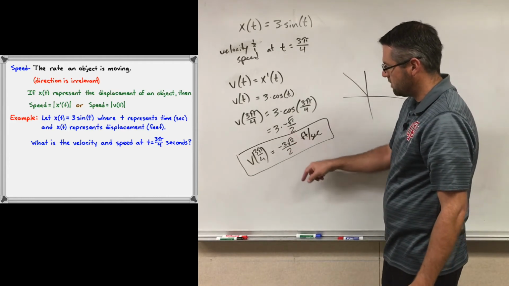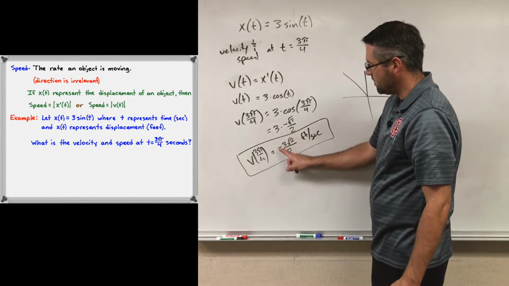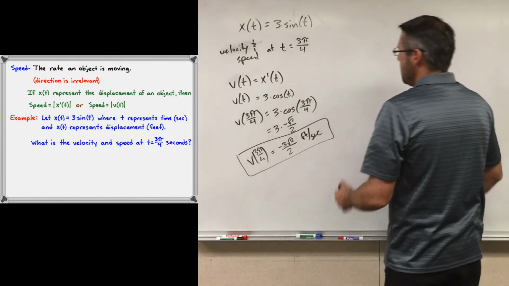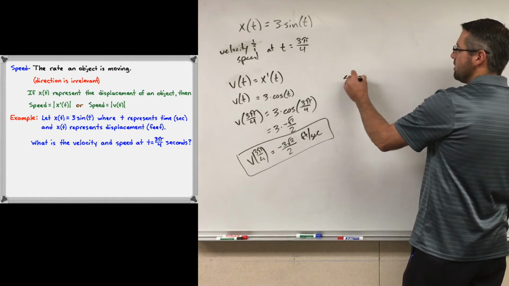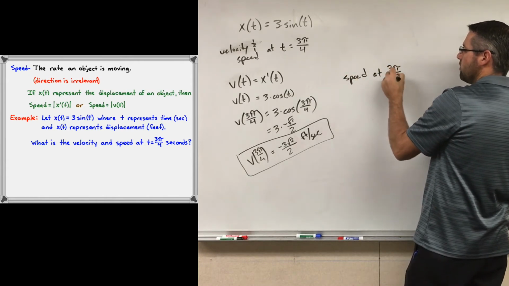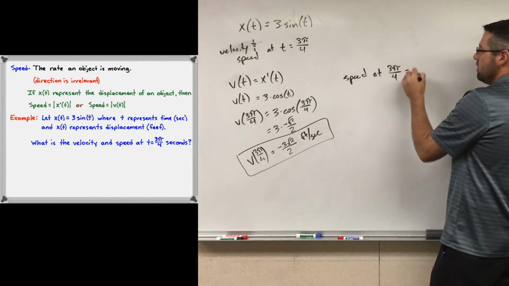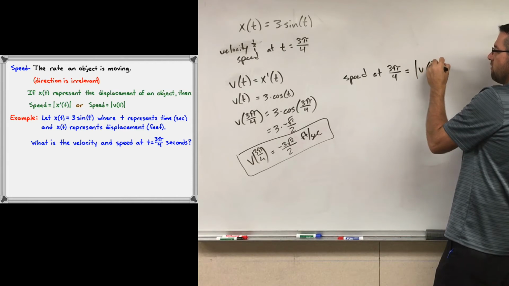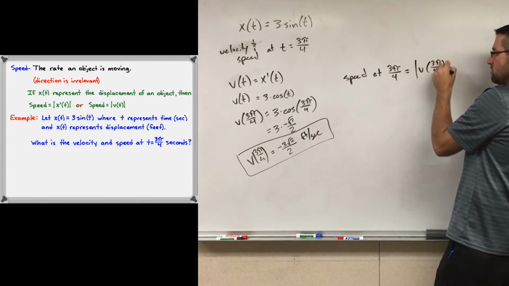I don't want to calculate the decimal values there, but it also tells me that I'm moving to the left or I'm moving backwards. Okay, now let's calculate speed. Speed at 3 pi over 4 is equal to the absolute value of v of 3 pi over 4, because speed is the absolute value of velocity.